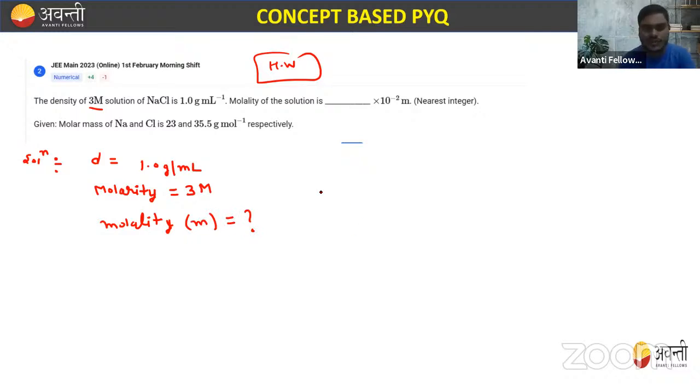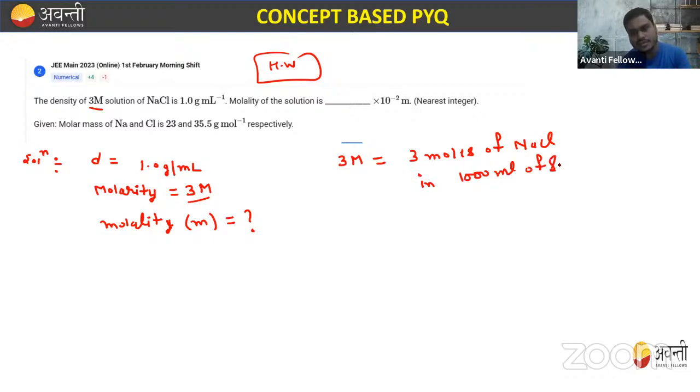Clear? So we know, what do you mean by 3 molar? What does 3 molar mean? 3 molar means 3 moles of NaCl in 1000 ml of solution. Whether someone writes 3 M, 2 M or 1 M, this is the meaning of all of them. So 3 M means 3 moles of NaCl are dissolved in 1000 ml of the solution.